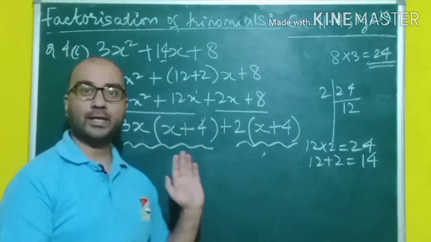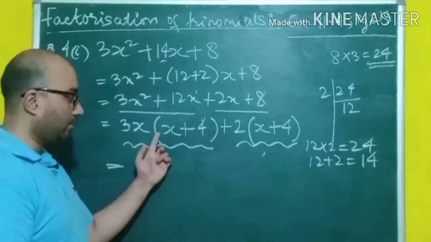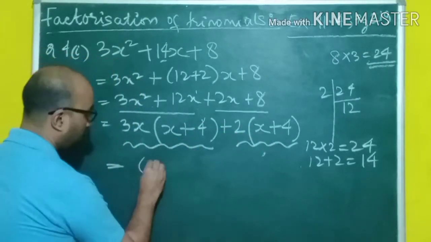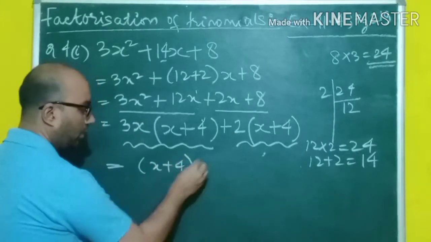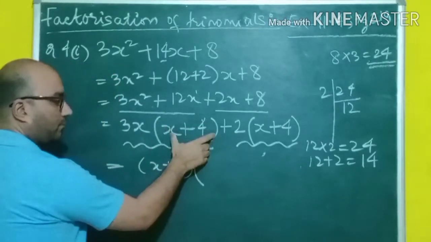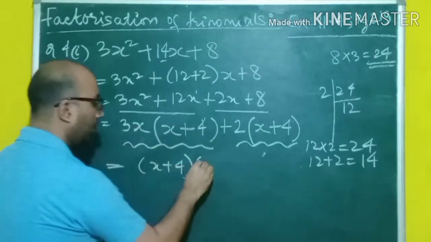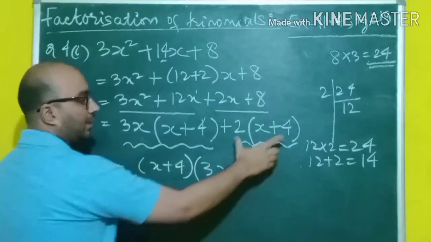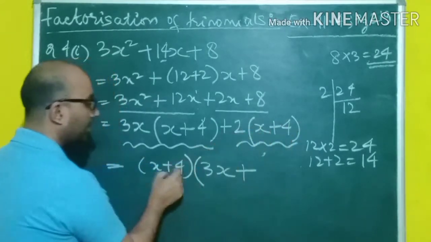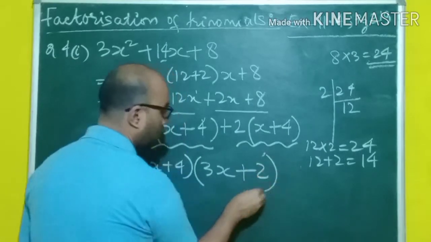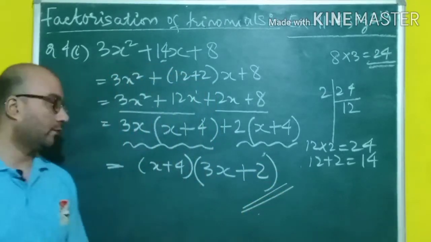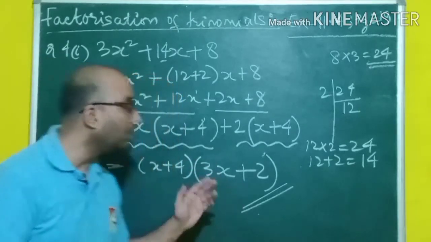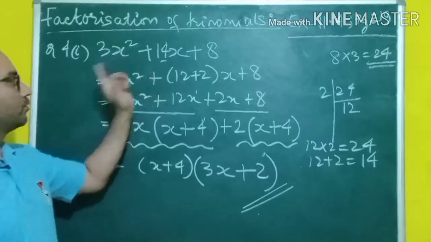So whatever is outside the bracket, none of them are common, but the bracketed terms x plus 4 are common. So what is the common factor here? X plus 4. After taking the common factor x plus 4, what is left over in the first group? 3x is left over in the first group, then the plus sign comes here as it is. Now out of the 2 into x plus 4, we have taken the x plus 4 common. So what is left over here? 2 is left over here. So this will be our factor. So x plus 4 into 3x plus 2; x plus 4 and 3x plus 2 are the factors of 3x square plus 14x plus 8.